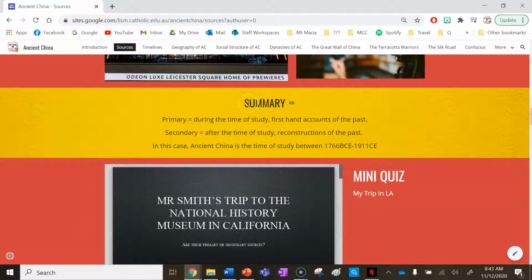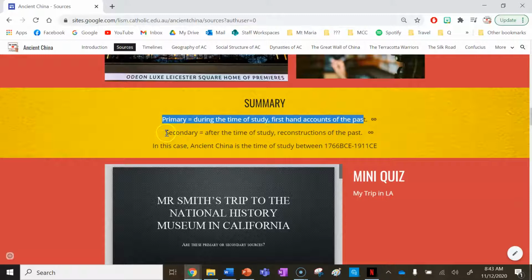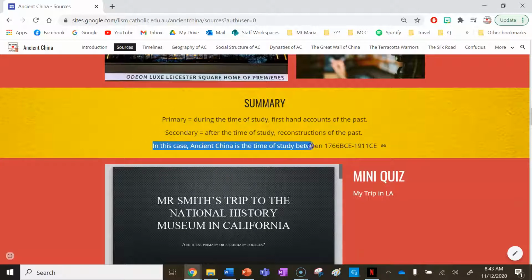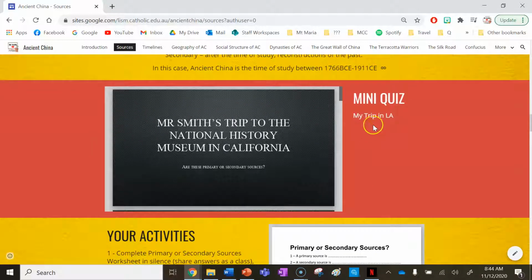Let's do a quick summary of our knowledge so far. Primary sources are things that are made during the time of study, and they are first-hand accounts of the past. Secondary sources are things that are made after the time of study. They are reconstructions of the past. In this case, for ancient China, we're studying the time period between 1766 BCE to 1911 CE, 1911 Common Era.